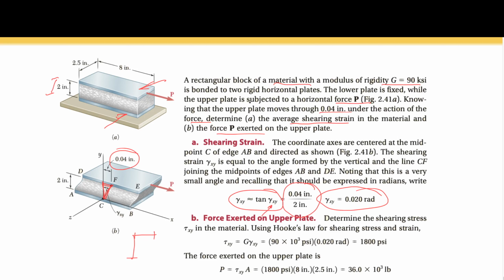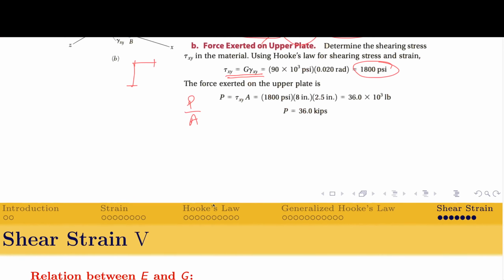Now in order to find the force P, since G is given to you, you have to first find the shear stress and multiply the shear stress with the appropriate cross-sectional area. So the shear stress is tau xy, which is equal to G times gamma xy, from which you can compute the shear stress on the top face, and this shear stress is equal to P by the area A. This area is the area on which I have drawn this shade. So P, the force, is going to be equal to the shear stress times the shaded area, and that gives you P to be equal to 36 kips.